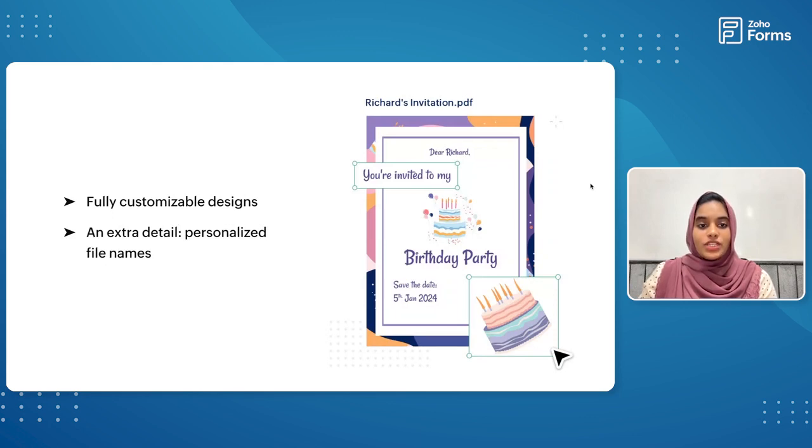As you can see on the image here, I have named my PDF template as Richard's Invitation based on probably the RSVP form submission I received from Richard, and I have merged this data using user input so that the invitations that I send out are automatically named according to the respondents who've submitted their forms. So this is another level of personalization that I've added to my PDF templates with the help of user input information through my form submission.